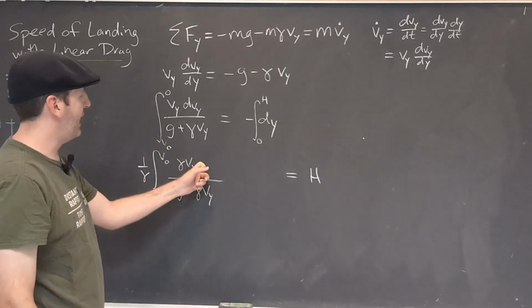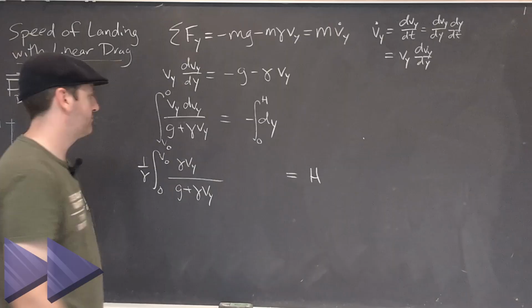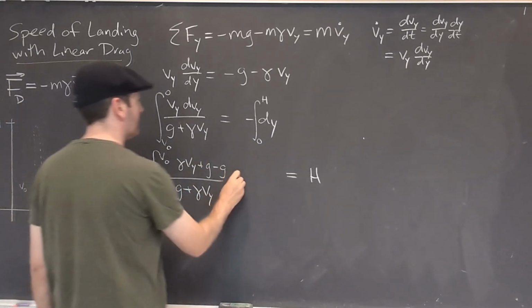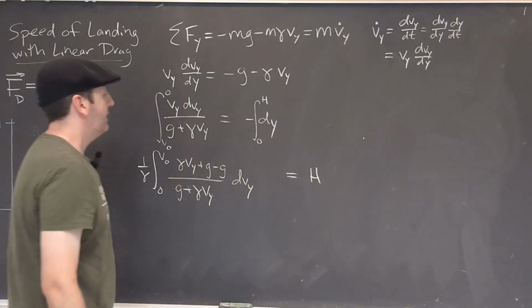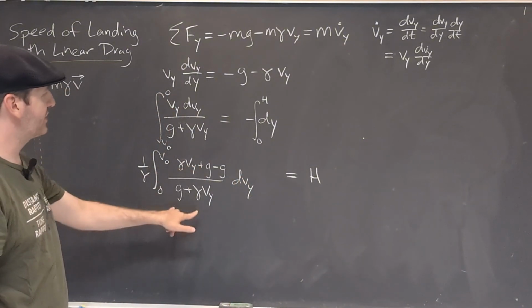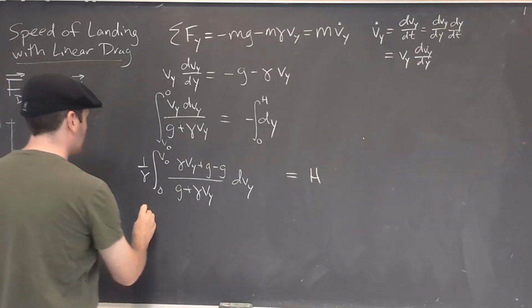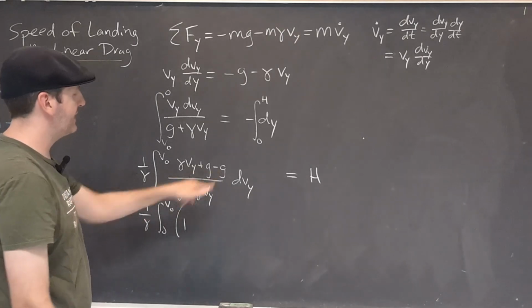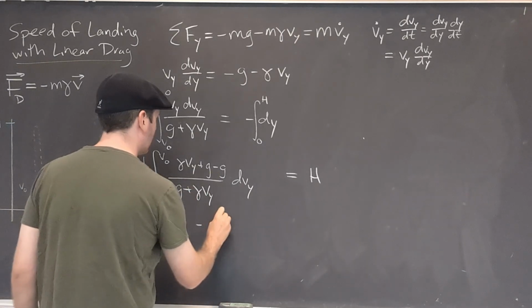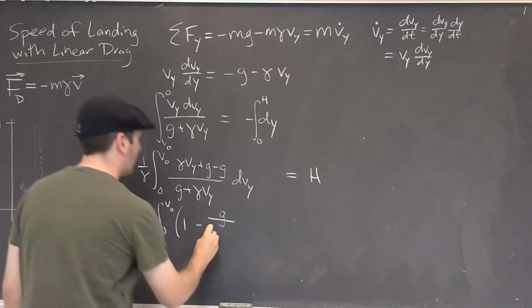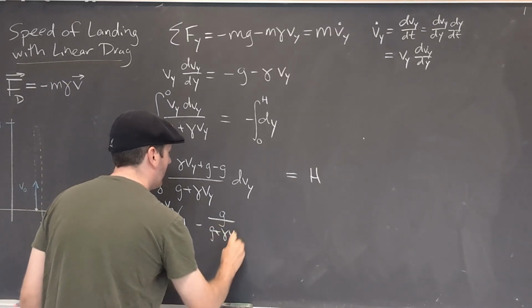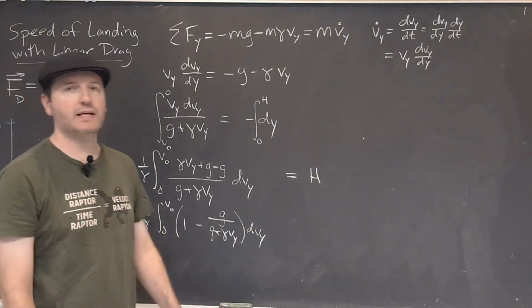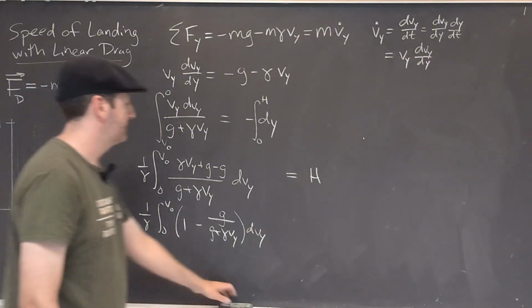And then I'm going to add and subtract g in the numerator. This is all dvy. And the reason for this is that this whole first term is just a 1, which is easy to integrate. Then I just have minus a constant, which is g, over g plus gamma vy. And that's going to end up just being kind of an easy natural log.